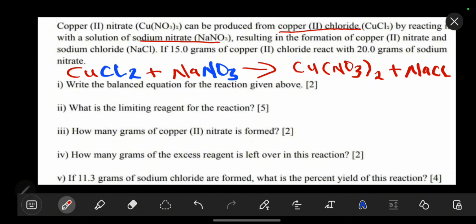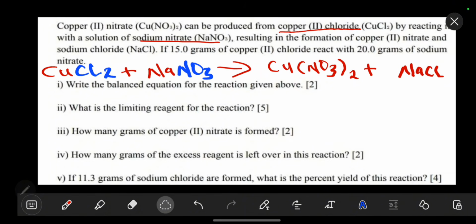Then from there we are just going to balance. To balance this equation, we are simply going to add a 2 here. So we put a 2 here, we put another 2 here, then our equation is balanced. We obtain our 2 marks there. Then here it says, what is the limiting reagent for the reaction.